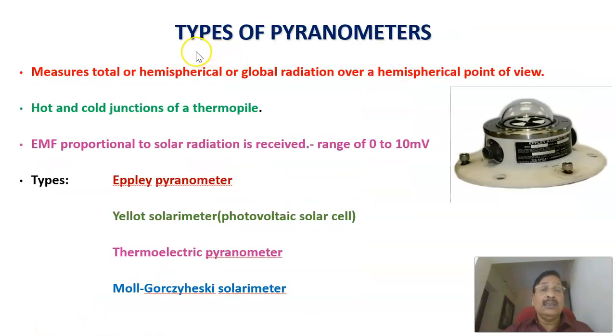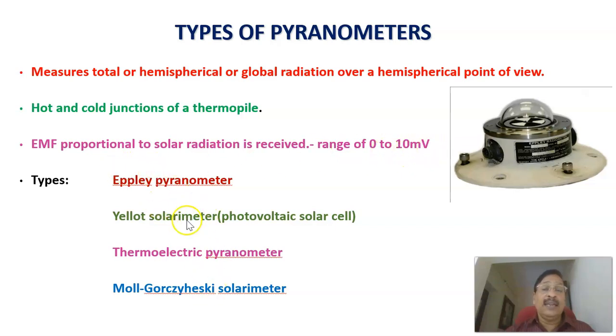Now let us see what the types of pyranometers are. A pyranometer measures the total, hemispherical or global radiation over a hemispherical field of view. That is, all the radiation falling on this can be measured. Therefore, that includes, as I told you, direct or beam radiation plus diffuse radiation. The hot and cold junctions of the thermopile give an EMF proportional to the solar radiation received, which ranges from 0 to 10 millivolts.